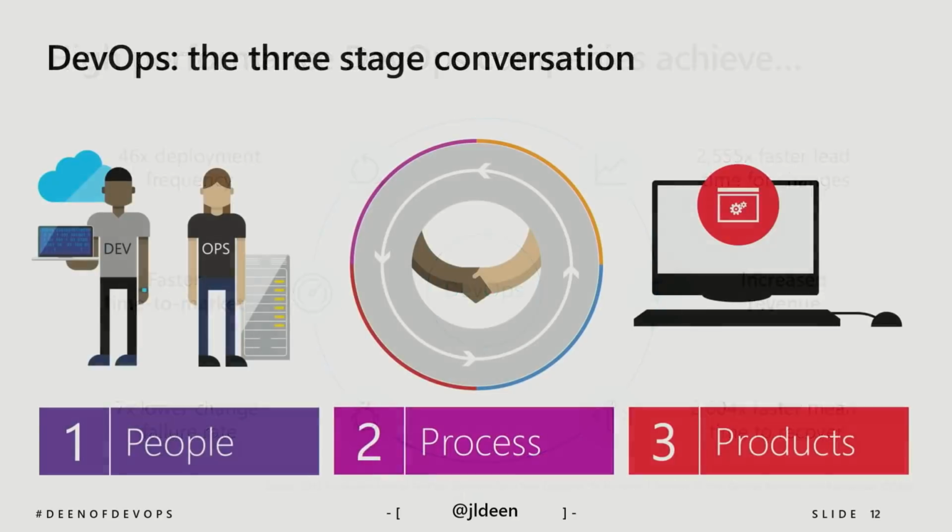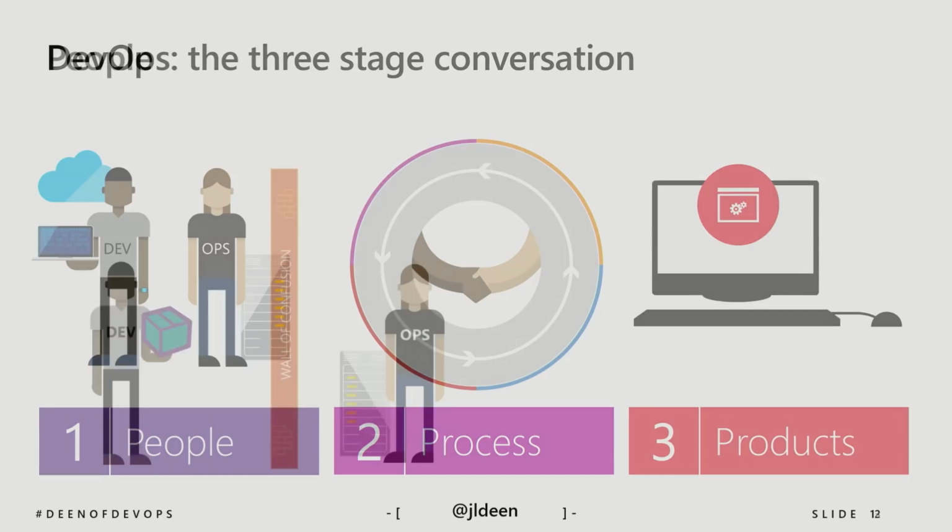Now, DevOps is a 3-stage conversation. So you have people, you have process, and products. But it starts with people. It starts with every single person in this room. You are an engineer if you fall on the developer side, the operations side, the jack of all trades that just does whatever their boss tells them to do, which should be every single person in this room. And then we start with process and products. But we have to talk about the people first.